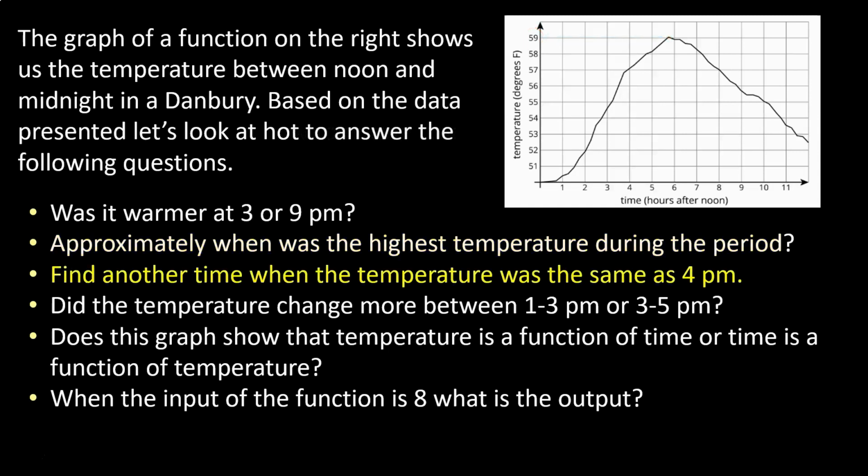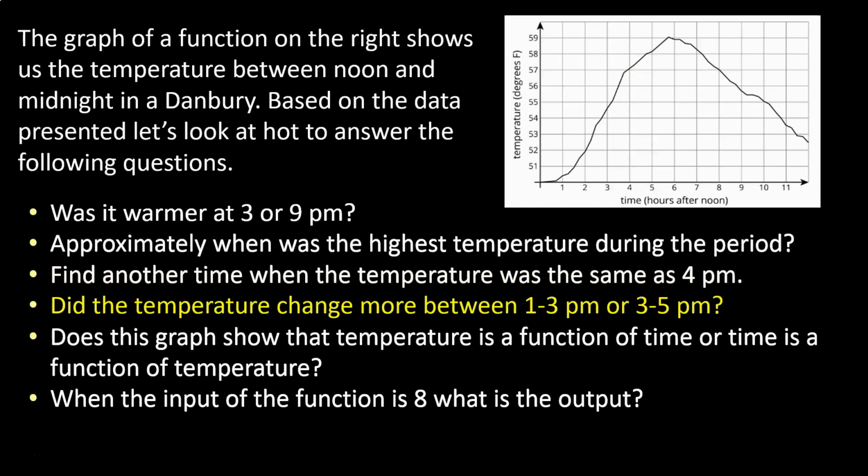Let's go to the next question. Find another time when the temperature was the same as 4 p.m. Here we want to begin by going to 4 p.m. and then looking across the graph to find any other time on our line that has the same temperature. We see that there is one other point that has the same temperature as 4 p.m., and if we go down to the x-axis, we can see that the answer is 8. So the other time that has the same temperature as 4 p.m. is 8 p.m.